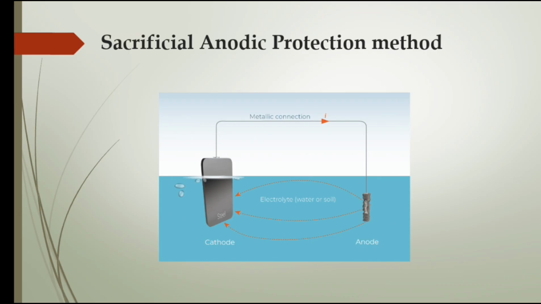This is the simple diagrammatic representation of sacrificial anodic protection method. Here, a more active metal is buried or connected to the metal to be protected. The more active metal will act as anode and undergo corrosion, protecting the original metallic structure.